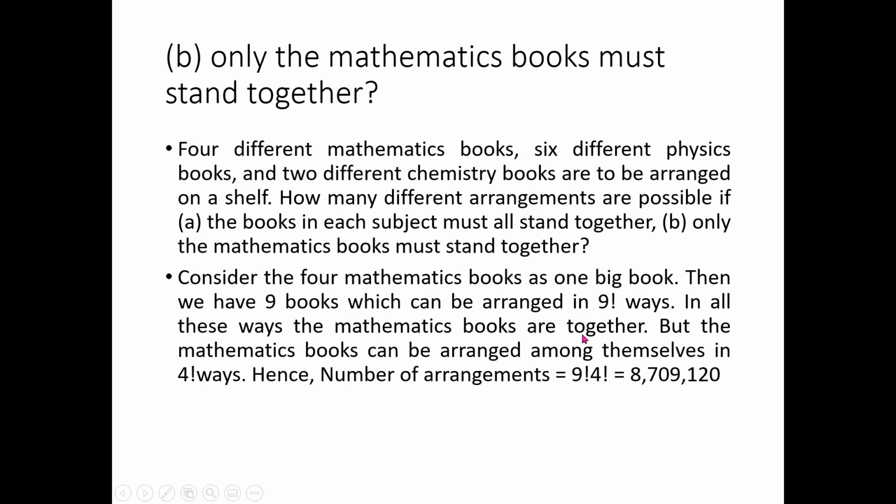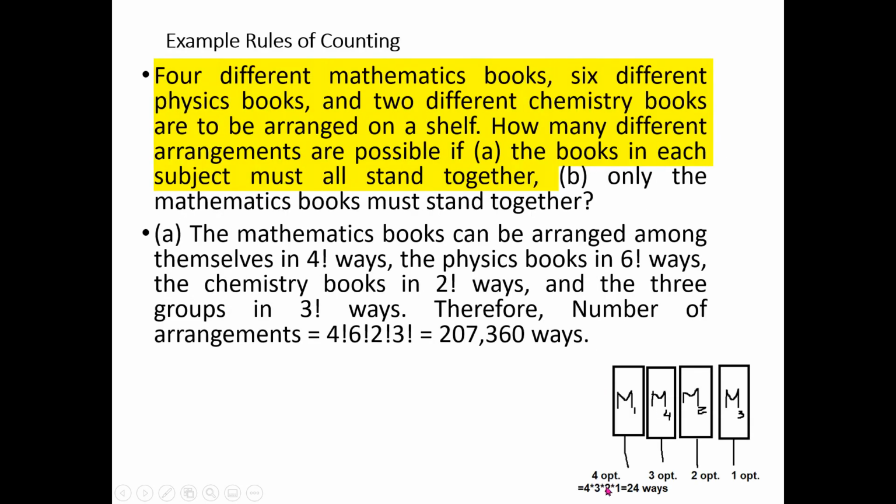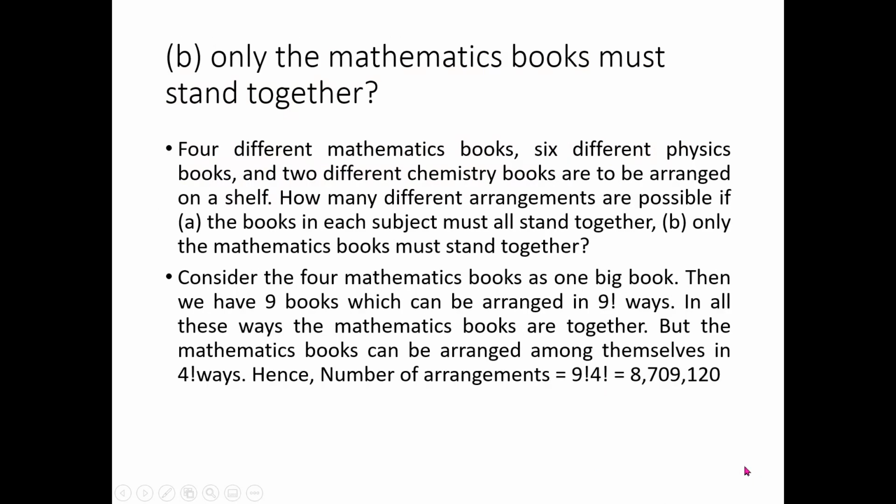So if we have to analyze how those 4 books could be arranged, we just saw that they could be arranged in 4 factorial ways. So 9 factorial multiplied by 4 factorial would give me the answer, where the maths books are together, whereas the other subject books could be filled up in any possible ways.